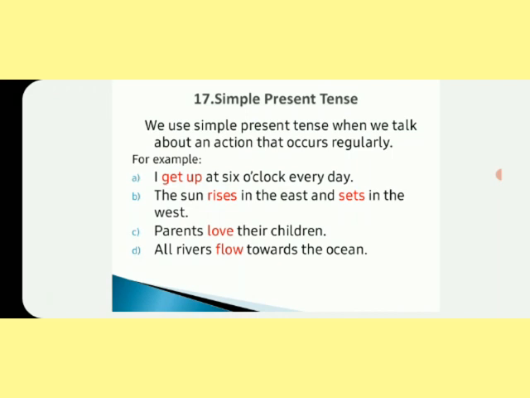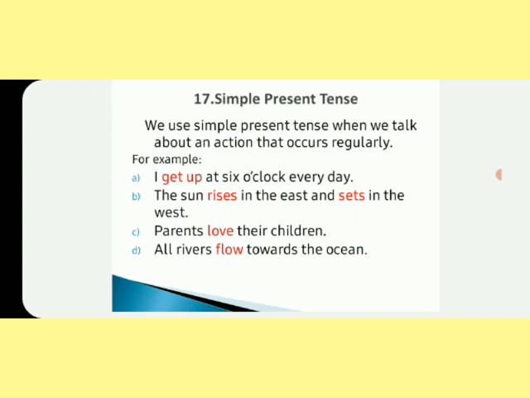We use simple present tense when we talk about an action that occurs regularly, which is a fact, which is a universal truth. Let's see some examples. I get up at 6 o'clock every day. So my getting up or rising time is 6 o'clock, which I do every day regularly. So see the verb get.